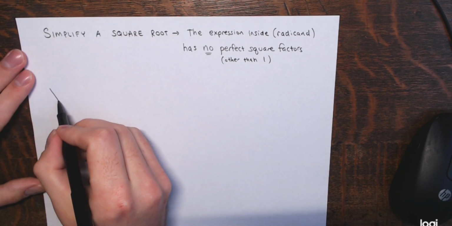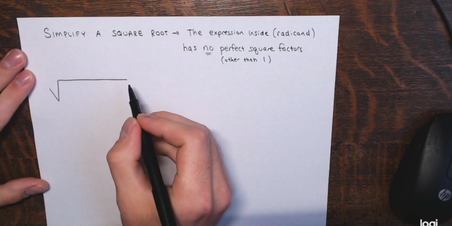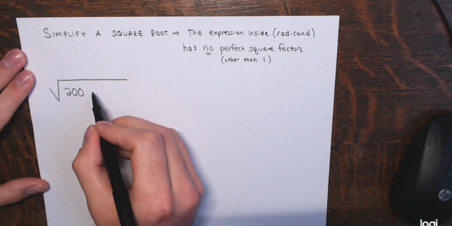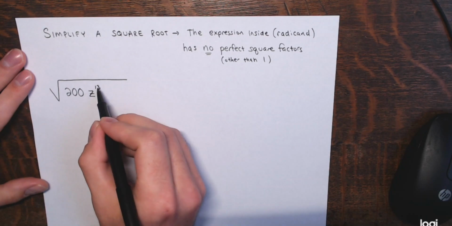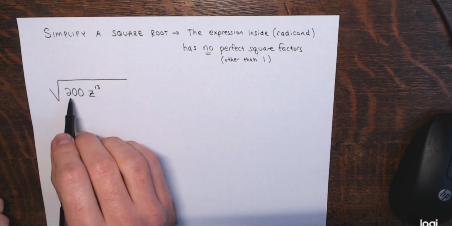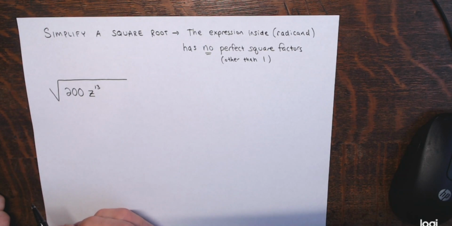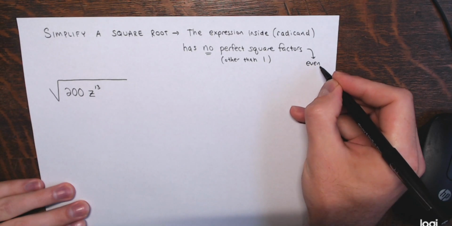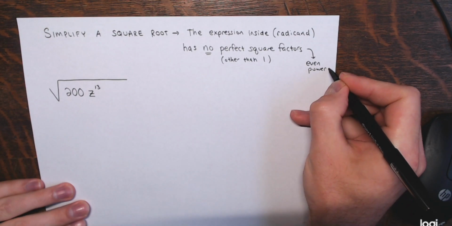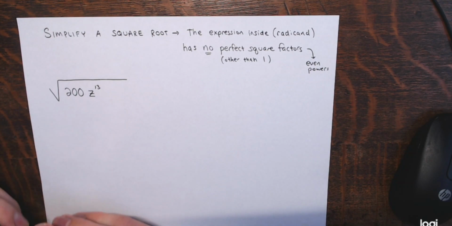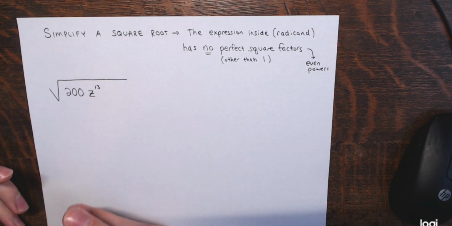So here we have the square root of 200 times z to the 13th power. And we're asked to simplify this. Write it so that the expression inside the root symbol, the radicand, doesn't have any perfect square factors. Now remember, perfect square factors are basically things with even powers. Right? Something that can be written to the second power, right? So something squared, something to the 4th, the 6th, the 8th, all that stuff could be written as something to the second power very nicely.